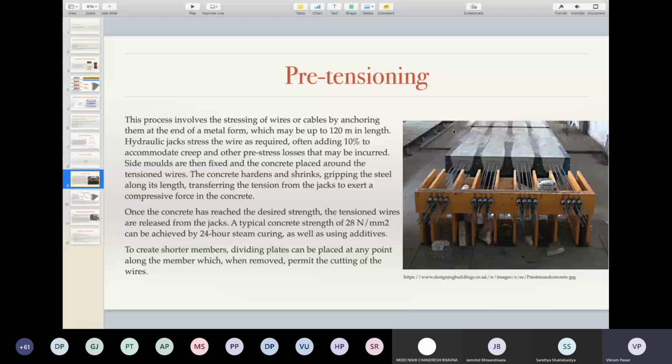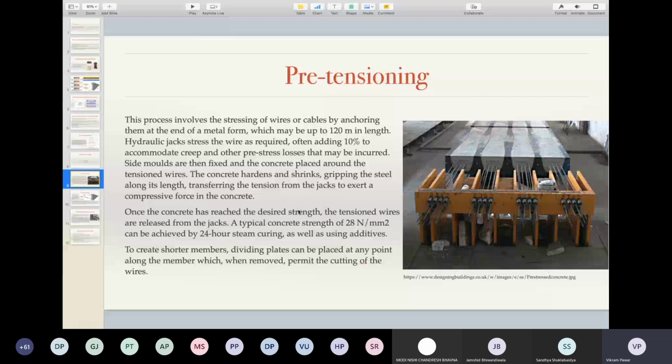Hydraulic jacks stress the wire as required, often adding 10% to accommodate creep and other pre-stress losses that may be incurred. Side molds are then fixed and concrete placed around the tension wires. The concrete hardens and shrinks, gripping the steel along its length, transferring the tension from the jacks to exert a compressive force in the concrete. Once the concrete has reached the desired strength, the tensioned wires are released from the jacks.